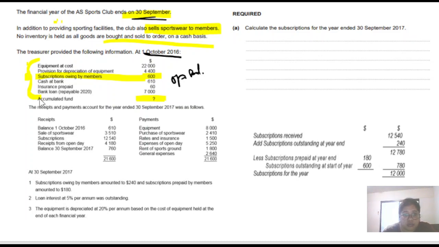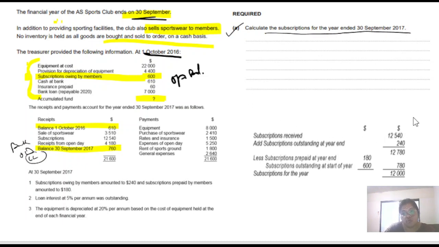Again, there is a receipt and payment account also. In the receipt and payment account, this is your opening balance of your bank, and because 760 is on the debit side, it means this is your bank overdraft. It means it's your liability, a current liability. After that there is some more information here, but first we have to find the subscription account, because in the first part they ask you to calculate the subscription account for the year ended.